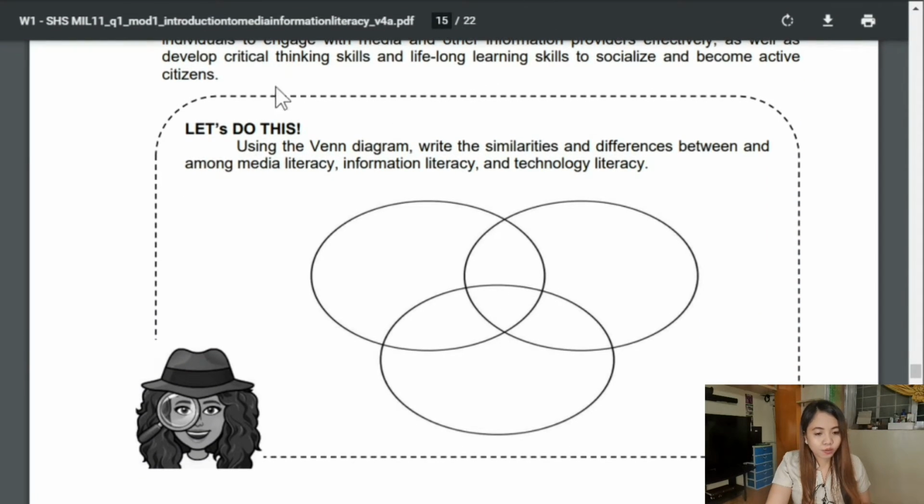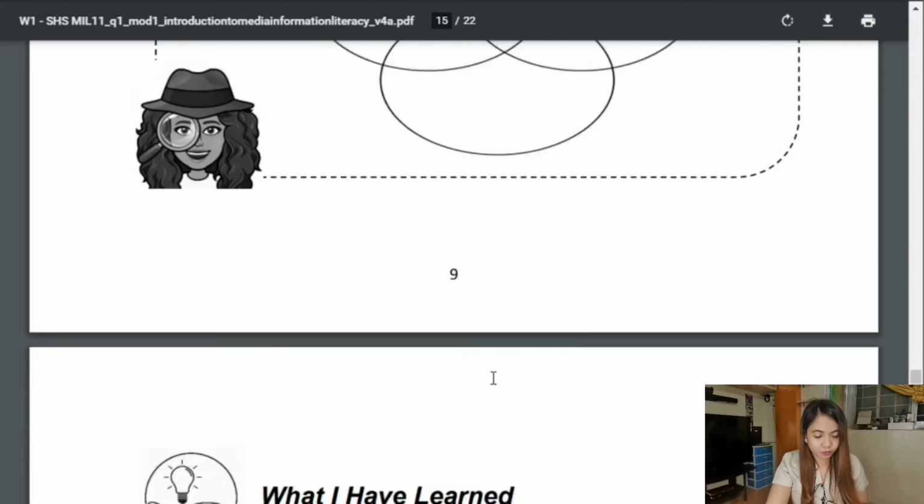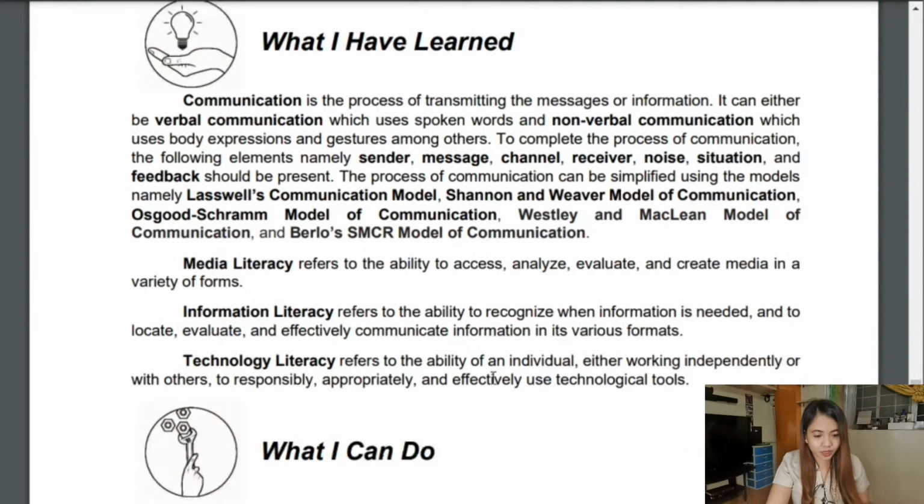So here, you will have to do this Venn diagram. So for this Venn diagram, you're going to write the similarities and differences between and among media literacy, information literacy, and technology literacy. So you're going to write it here. The similarities will be written in this portion, while here are the differences. Okay, let's move on to the next one.